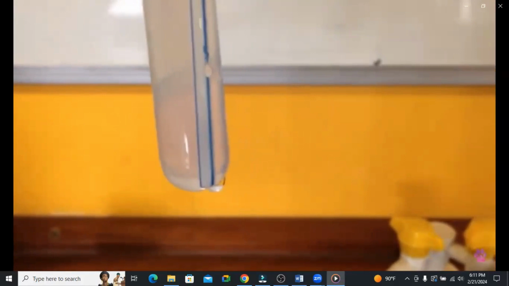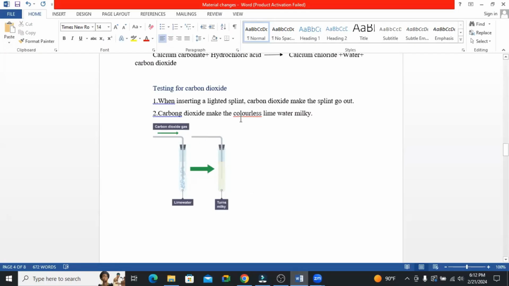You can see lime water. It is a colorless solution. When we bubble the carbon dioxide into that, we can see the lime water turning a milky color. This milky color is because of the calcium carbonate produced here.